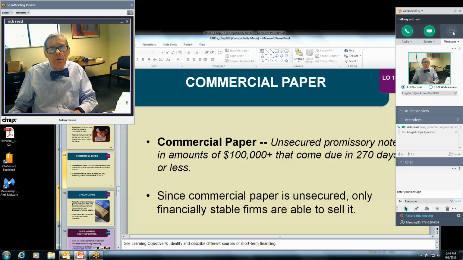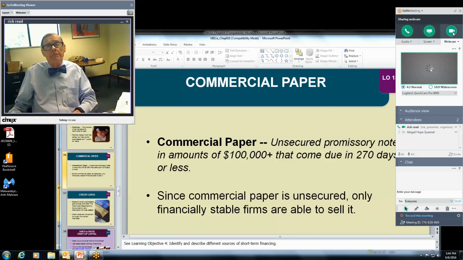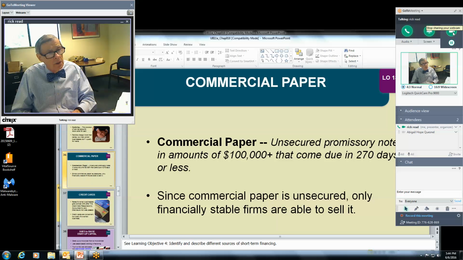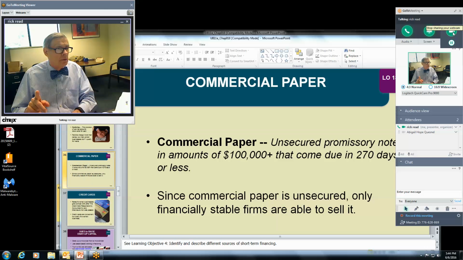Commercial paper, usually again, is an unsecured loan. Notice that you can get it in amounts up to $100,000, and usually that's due back to the lender within 270 days. Commercial paper is unsecured. Therefore, you're only going to see it lent to people who are financially stable. It's not going to go to anybody else.